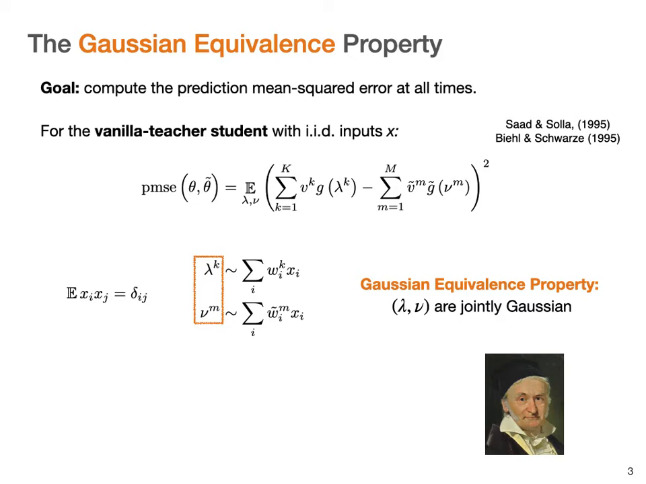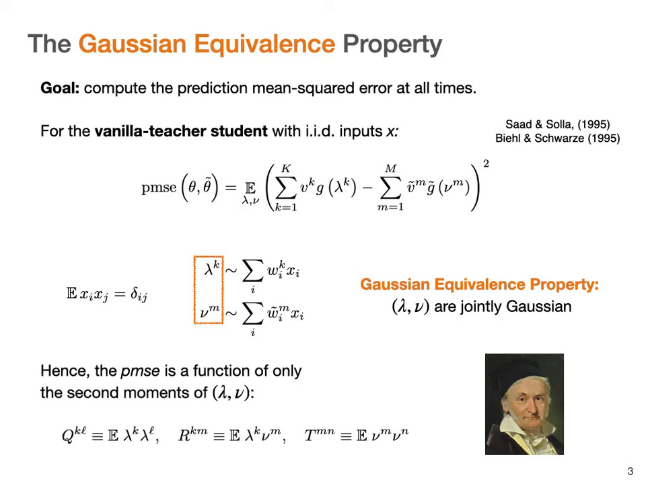And because they're Gaussian, their distribution can be fully described by the first two moments, and so assuming the mean of the inputs is 0, the prediction mean squared error can be written as a function of only the second moments of lambda and nu, which we're going to call Q, R and T. Let's keep this in mind because it's going to be important for the analysis later.